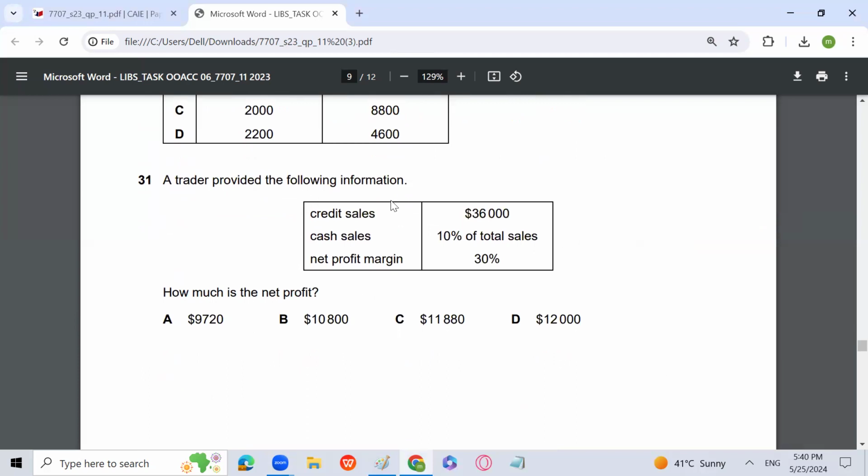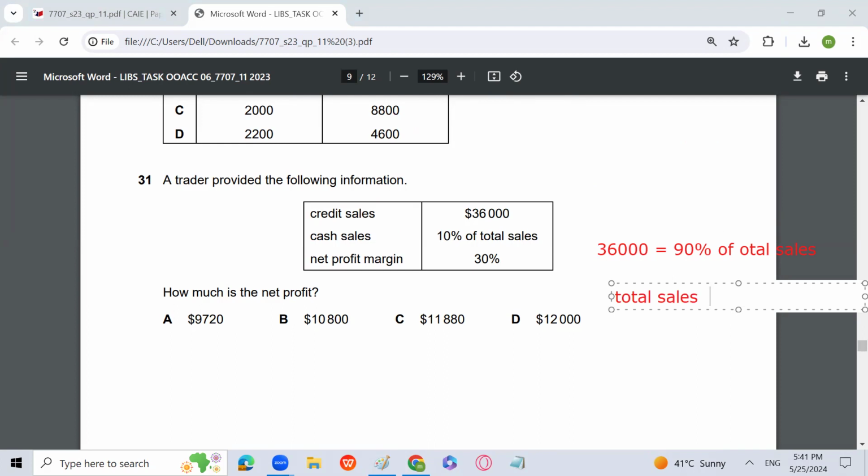A trader provides the following information: credit sales 36,000, cash sales 10% of total sales, net profit margin 30%. How much is the net profit? So let's do it. Cash sales are 10% of the total sales. It means that the credit sales, which is 36,000, are 90% of total sales. Obviously, if 10% are the cash sales, then credit sales are 90%.